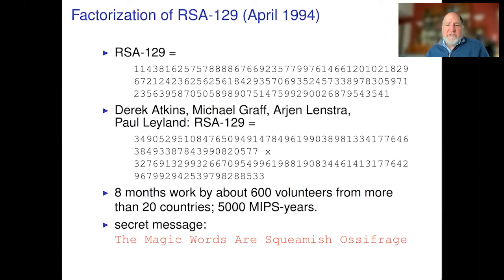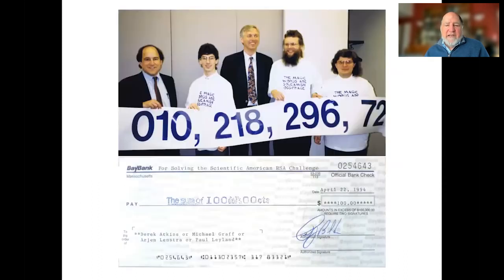And squeamy sausage were just two words we picked out of the dictionary to give us some authentication that they had the right message. So they were able to do that. We had a party for them to factor that. We printed out on the long strip of paper the number they factored.